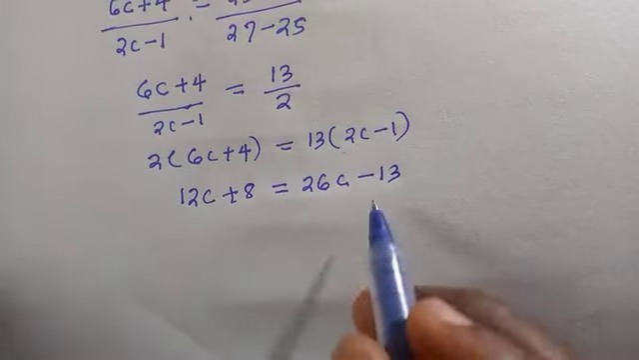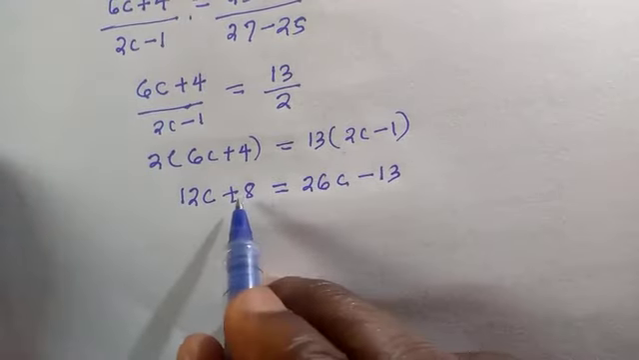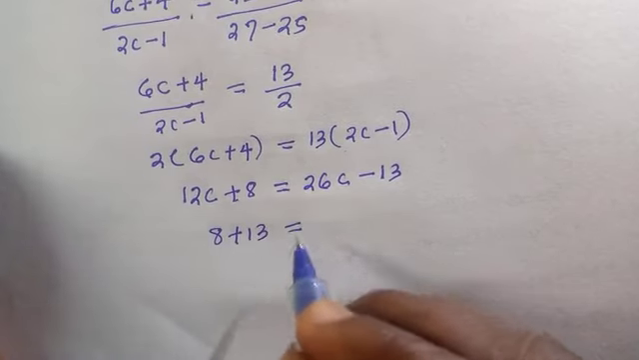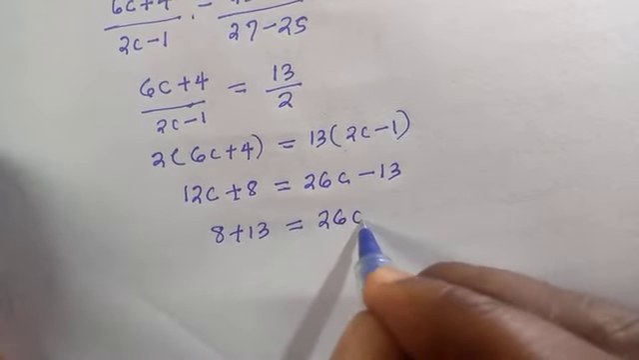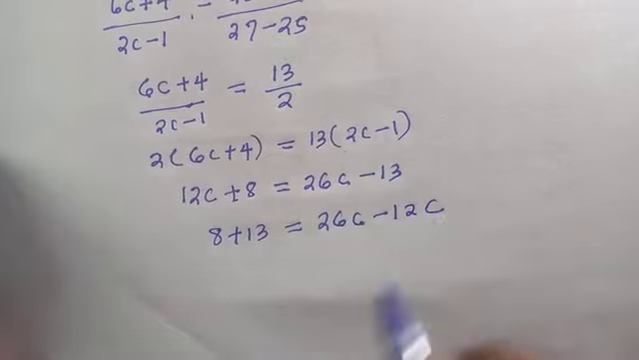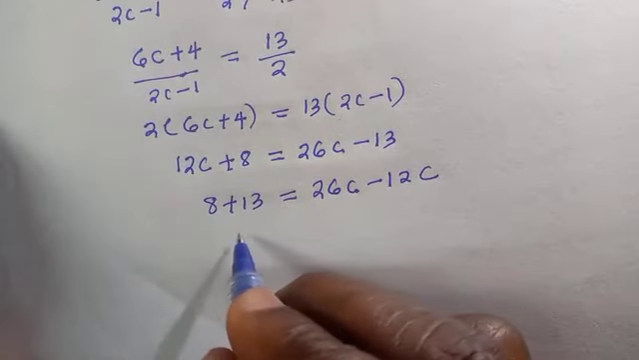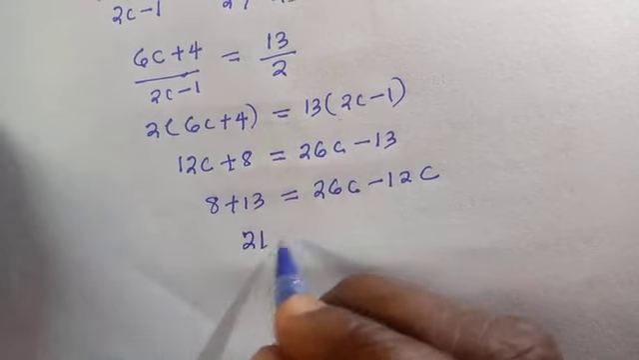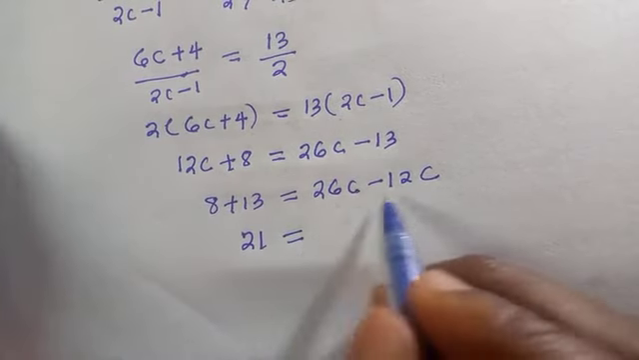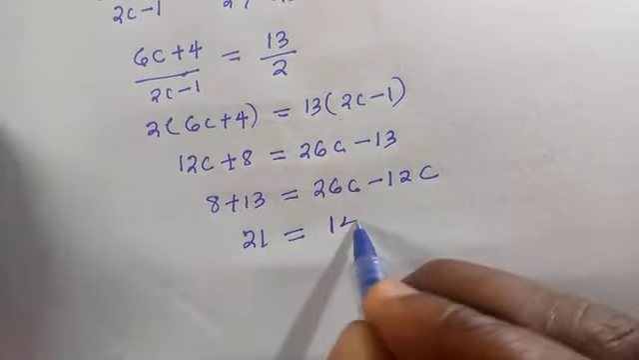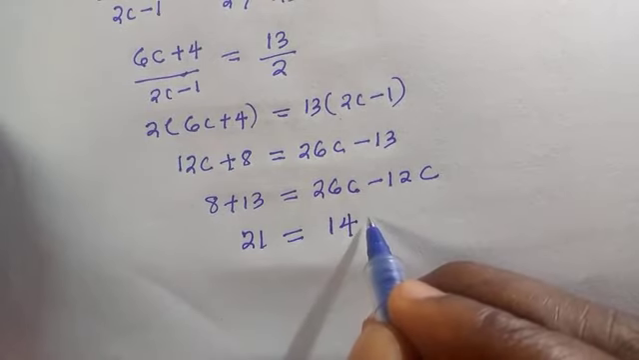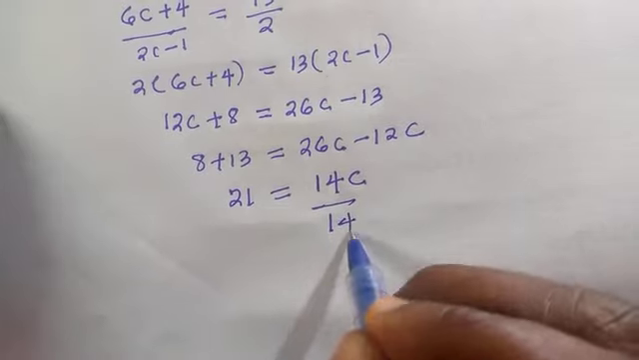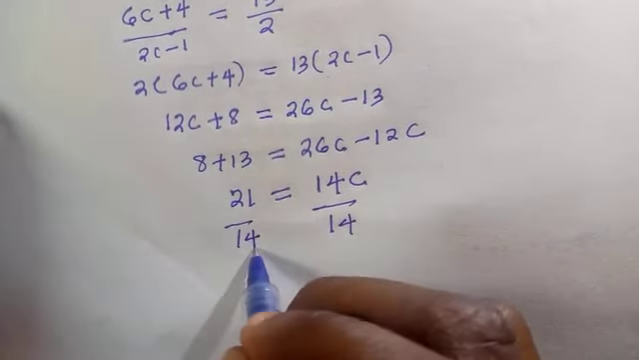By collecting like terms, those with c we take them, and those without any letter we take them. So taking 13 here, it becomes plus, and taking 12c, it becomes negative. And here 8 plus 13, that is 21, equals, subtracting these two again, we have 14c. Okay, and since we are looking for c, we divide both sides by 14 throughout.